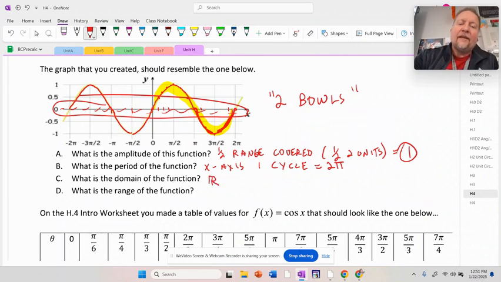I was being lazy and writing this. Later we'll write it in interval notation. And what's the range? What does it go from, what to what? -1 to 1. This is going to change. Actually, this is going to change today.